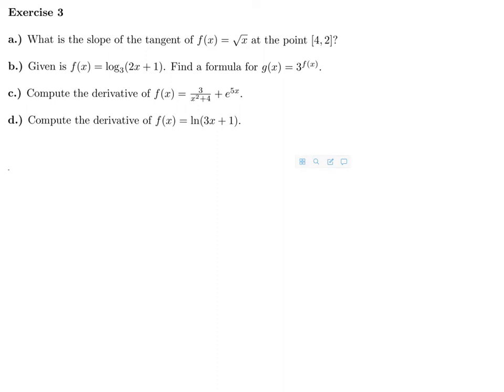This is the clip for exercise 3a. What is the slope of the tangent of the function f of x is square root of x at the point 4, 2? Before we start, let's have a quick look at how this function looks.